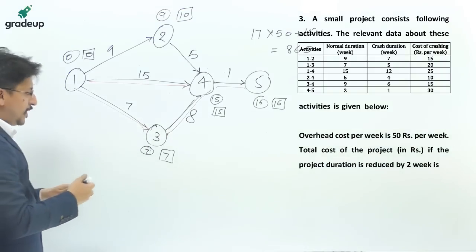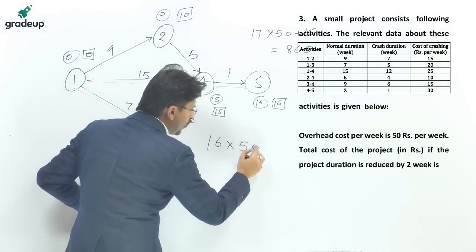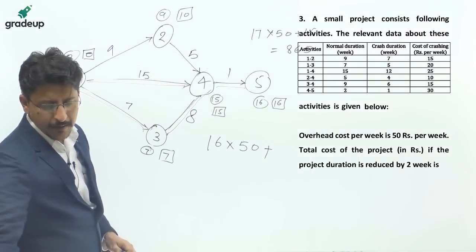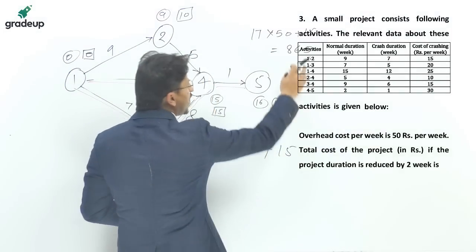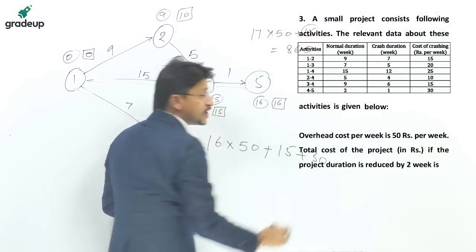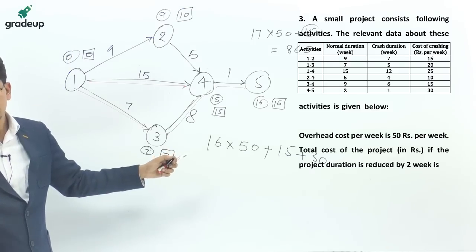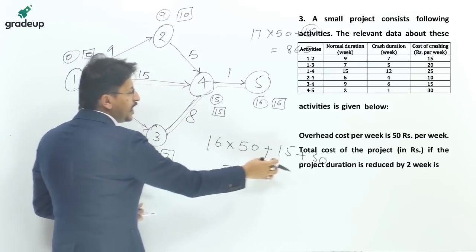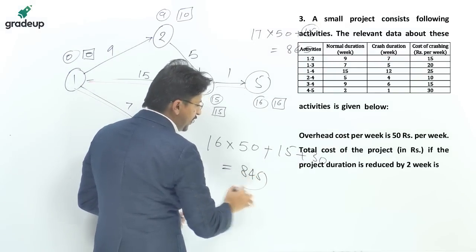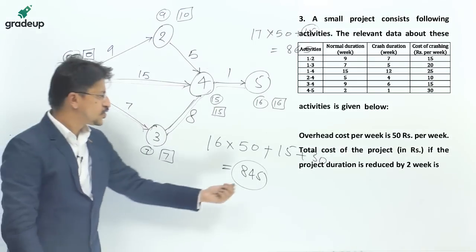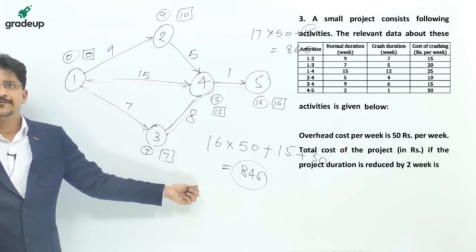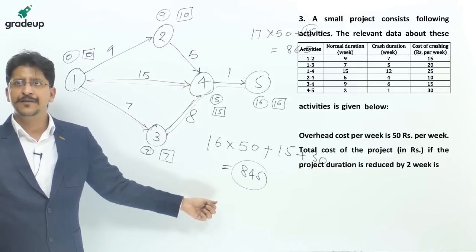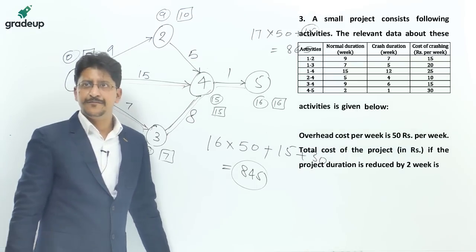So what will be the answer? 16 into 50, plus 15 is the original that we have got here by crashing this, plus 30, that is of this one, 4, 5 that we crashed. So you will get the answer as 800, 815, 845. Okay, so the answer for this one is 845. I hope this is clear to everyone. First crashing 3, 4 and then 4, 5.